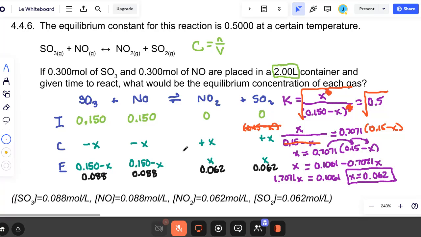Right? A little bit of a slog, but the same setup. The ICE table does the same job it always did. It's just we had to do a little more work on the end to find our equilibrium numbers. So it's nice if you don't have to do this X thing, but if you do know how to do it, you can solve stuff that wouldn't be tractable otherwise.